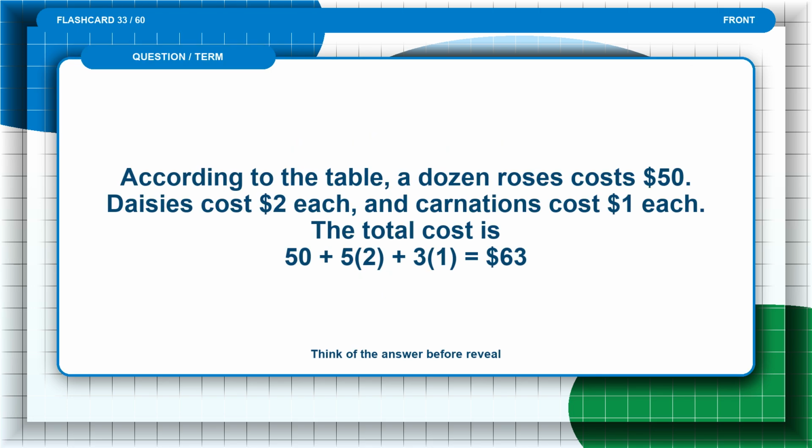Flashcard 33. According to the table, a dozen roses costs $50, daisies cost $2 each, and carnations cost $1 each. The total cost is 50 + 5(2) + 3(1) = $63. Think of the answer before the reveal.